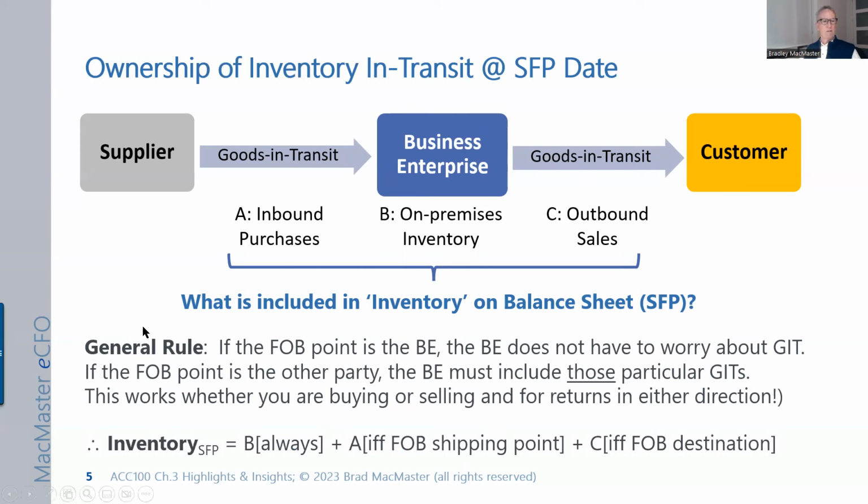So the formula for determining the inventory amount to be presented on the statement of financial position is that we include the inventory on the premises always. We include the inbound purchases at cost if and only if, that's what IFF means, if and only if the supplier's terms of shipment were FOB shipping point. And we include the cost of goods for our outbound sales if and only if the shipping terms were FOB destination, okay?